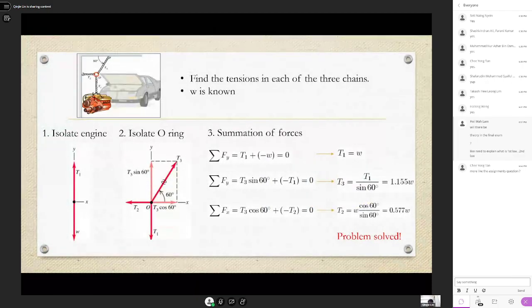So how do we find the tension in the three chains? The top part here is just rewriting the question. So this is the diagram, and then find the tension in each of the three chains. They tell you W, the weight of the engine, is known. So first step, we need to isolate different bodies in the question. Then we draw out the free body diagram. The first body that has useful information for us to isolate is this engine. When we isolate the engine, you imagine making a cut on here.